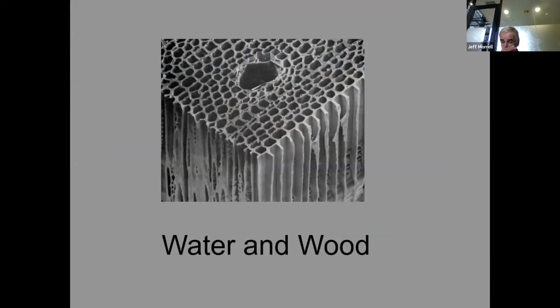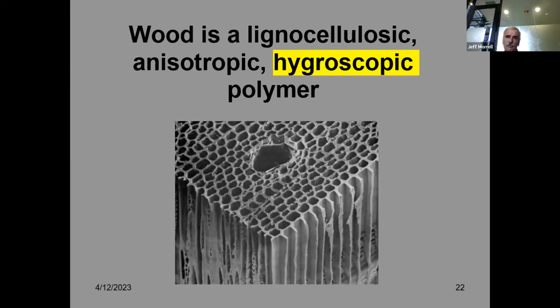Water and wood is important to understand, because wood is really kind of a unique material. We talk about it in our education classes about it being lignocellulosic, which means it's a polymer. It's anisotropic, which means it has different properties in different directions. But the most important one from a design feature is that it's hygroscopic. It will tend to absorb water from the air. It will tend to absorb water from solutions. And so we have to understand water and what it does.